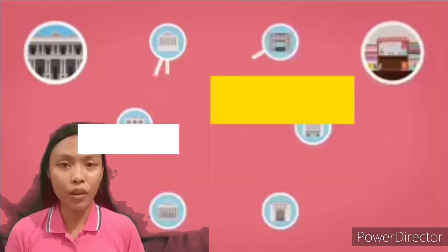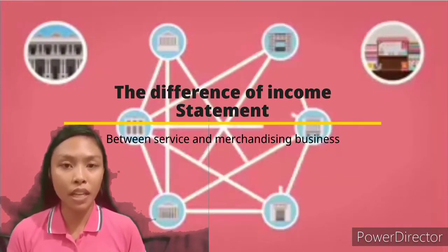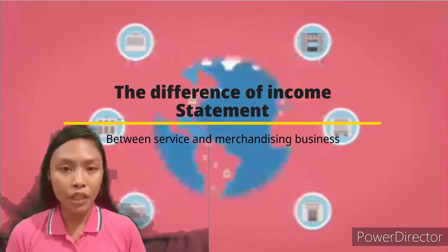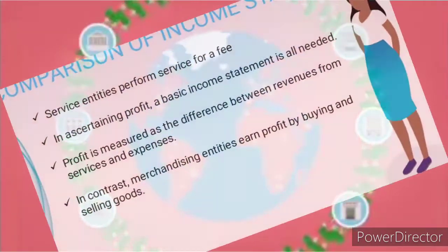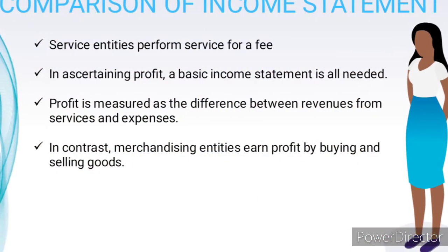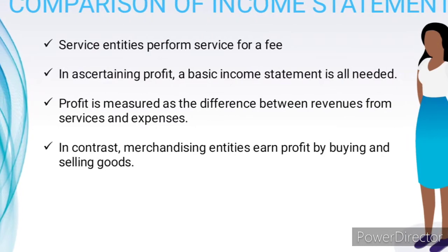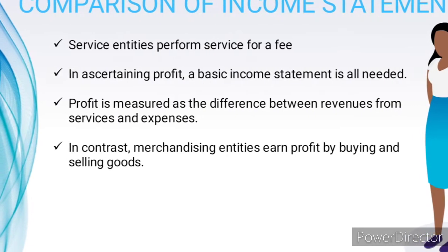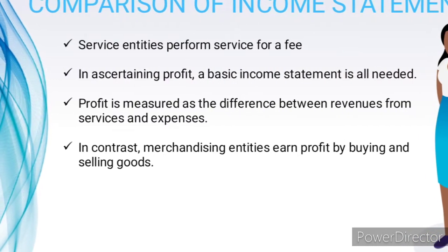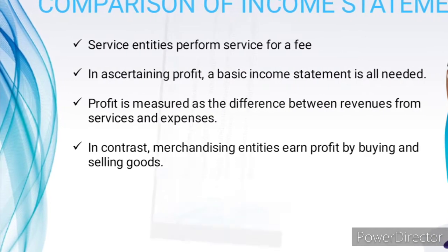Thank you, Reggie. Today we are going to discuss the difference of income statement between service and merchandising business. Service entities perform service for a fee. In ascertaining profit, a basic income statement is all that is needed. Profit is measured as the difference between revenues from service and expenses.